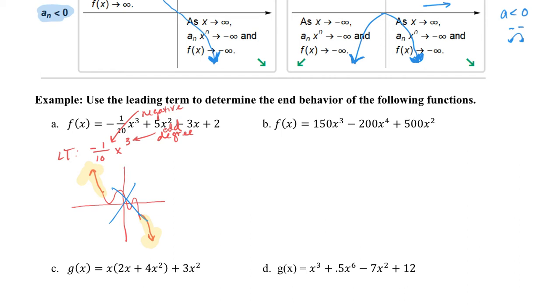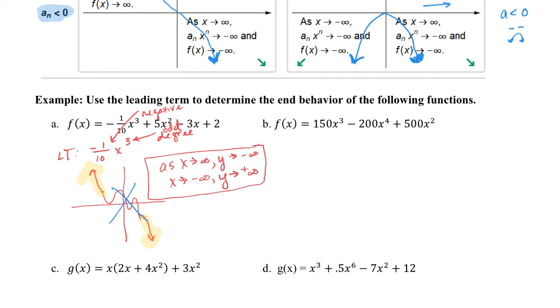So what this means is as x approaches positive infinity, y approaches negative infinity. And as x approaches negative infinity, so very small values of x, y approaches positive infinity. That's the summary of my end behavior. Okay, let's look at b.